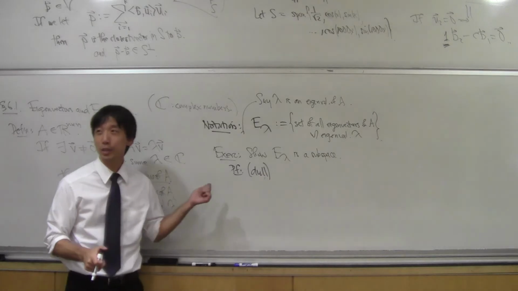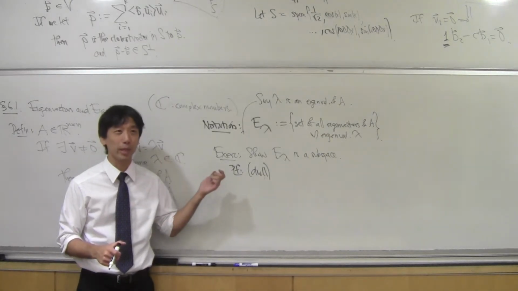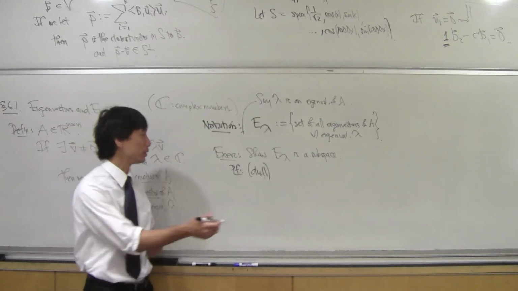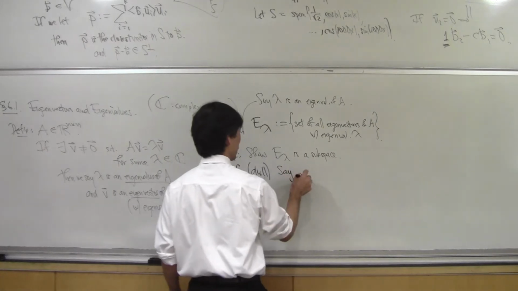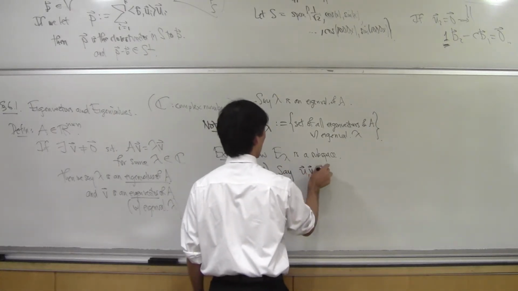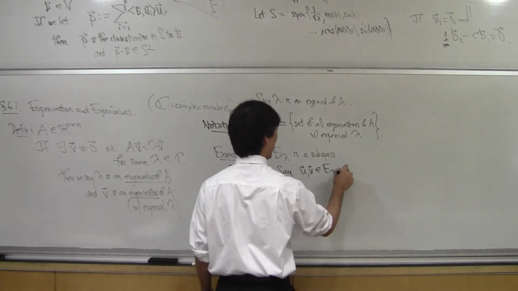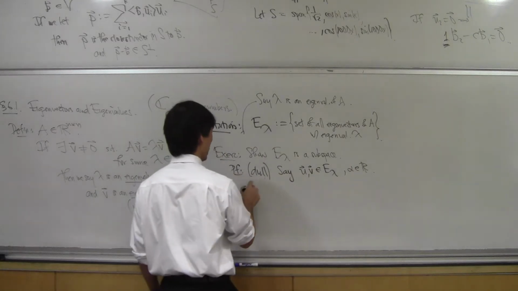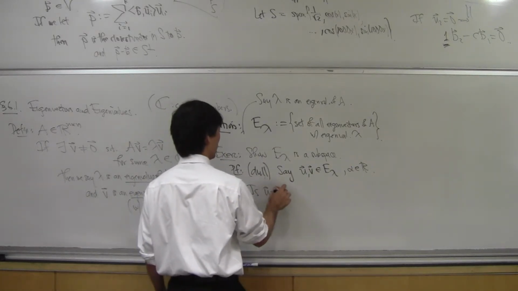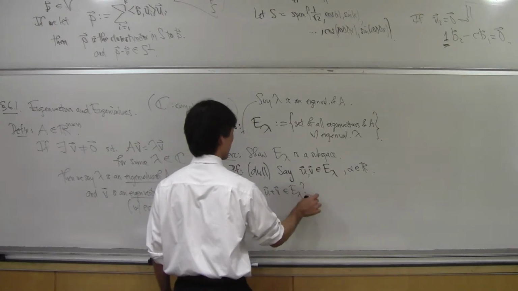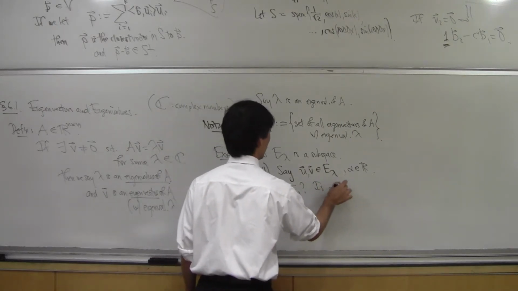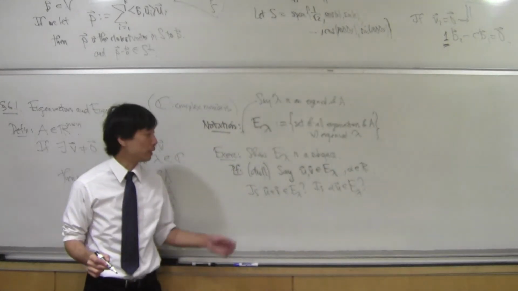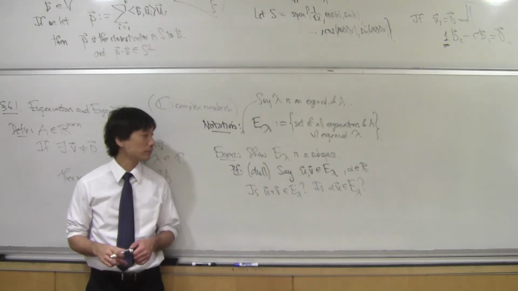So you say, well, to show something is a subspace, you need to show two things, right? That it's closed under vector addition and closed under scalar multiplication. So let's say that U and V are in this space, and that alpha is some number. Is U plus V in the space? Is alpha U in the space? Those are the two things we need to show for this to be a subspace.